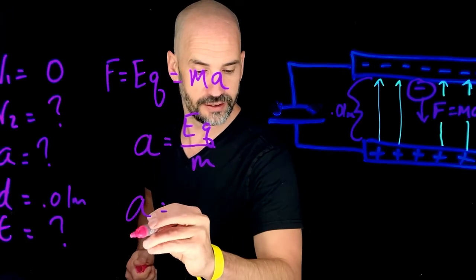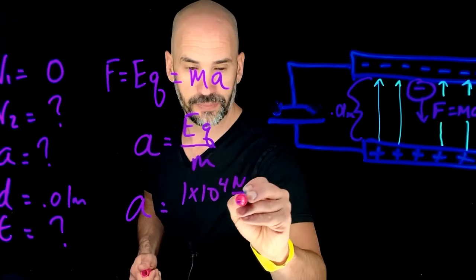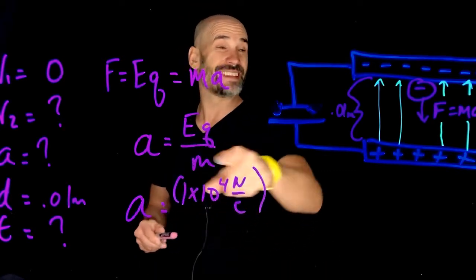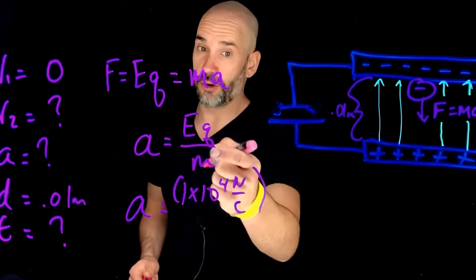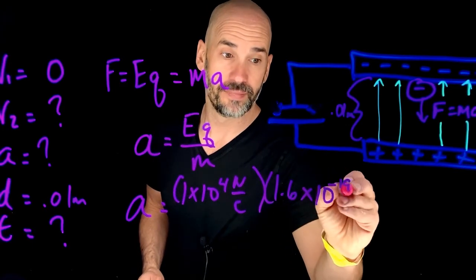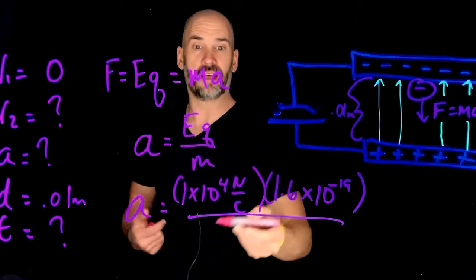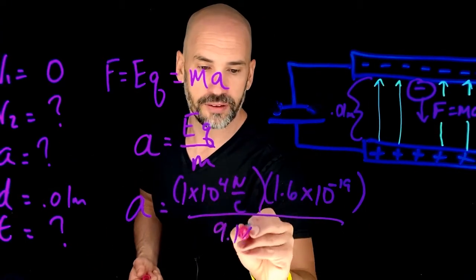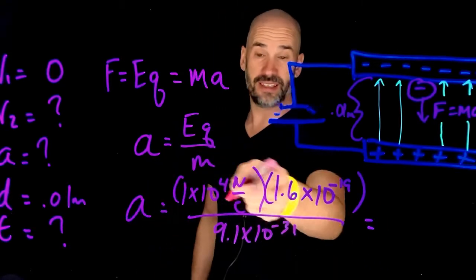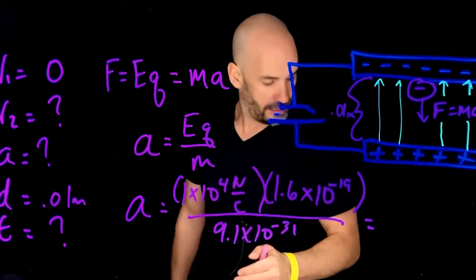Electric field is 1 times 10 to the 4 newtons per coulomb. That's easy, okay? I told you that this is an electron, so we obviously know that the charge is 1.6 times 10 to the minus 19. That's easy. And the mass of an electron, we learned, is 9.1 times 10 to the minus 31. So finding this acceleration is really easy. It's just plugging in the stuff that we're given and what we already know about an electron.